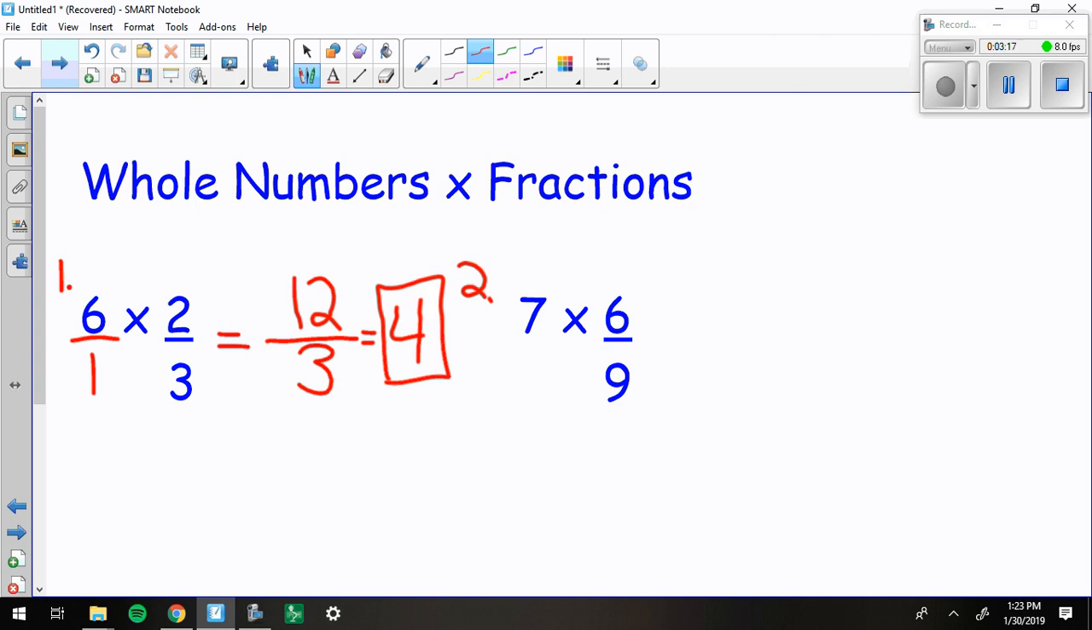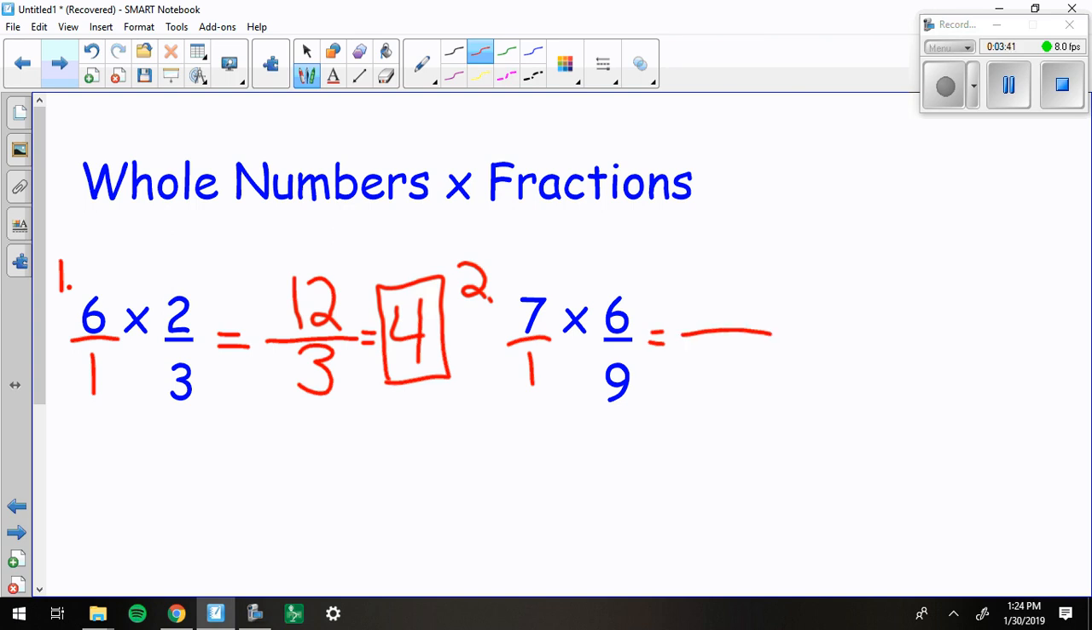7 times 6/9. We're taking 6/9 of 7. So, first thing I have to do, I have to make this a fraction. I'm going to put it over 1 because 7 divided by 1 is 7. So I'm not changing the value of it. I'm not changing anything about it. I'm just changing the way that it looks, I should say. So I can do this pretty easily.